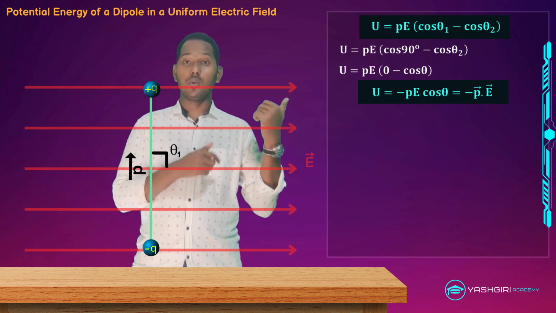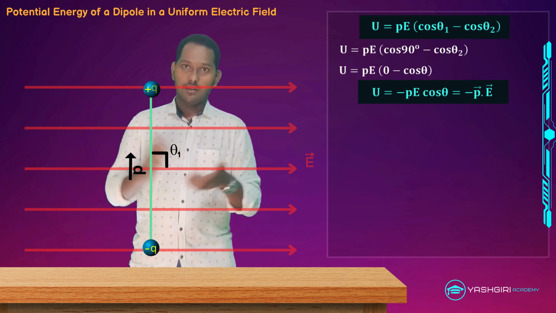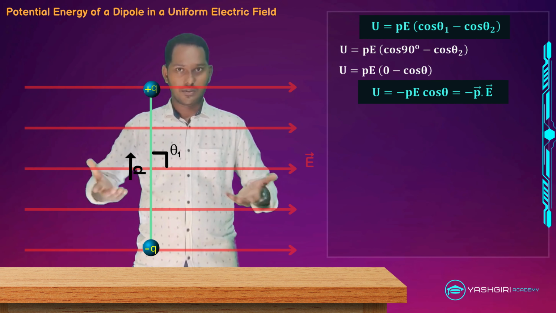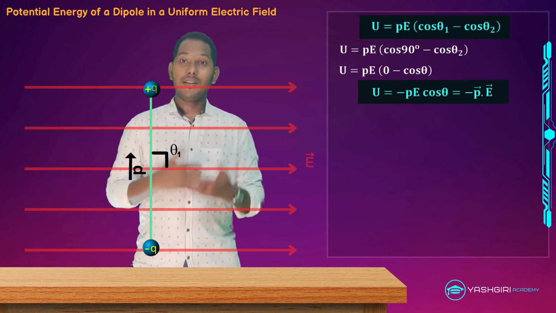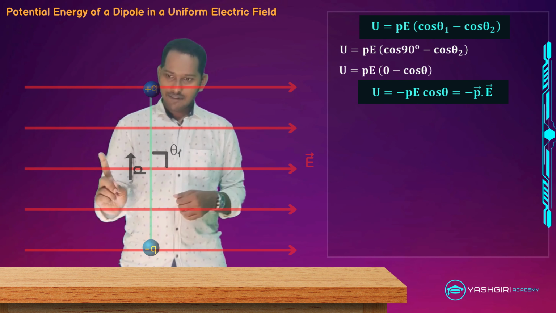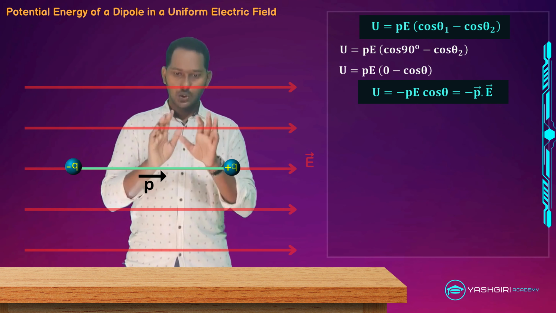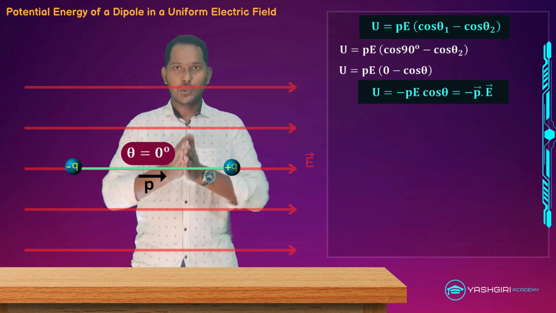So you can also make a note of these two equations. And when we consider theta 1 here to be 90 degrees, now we will be discussing some special cases. So when the electric dipole moment is parallel to the electric field, over here the angle between them is 0 degrees.